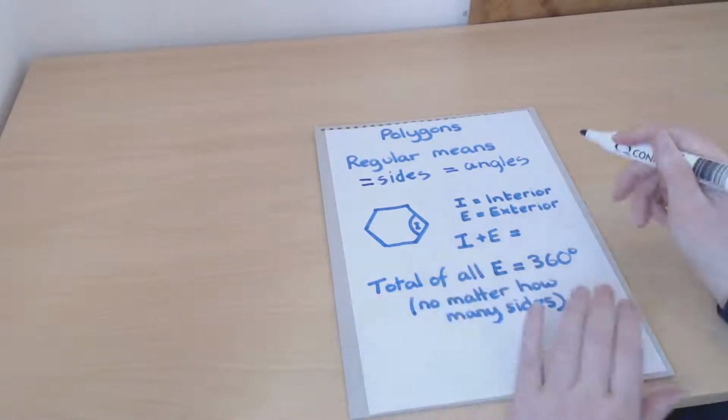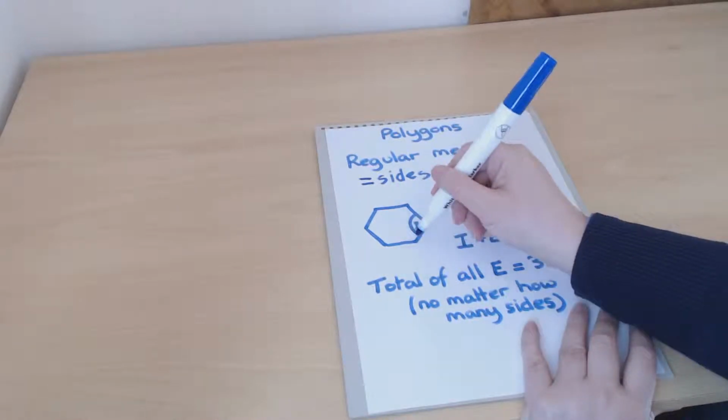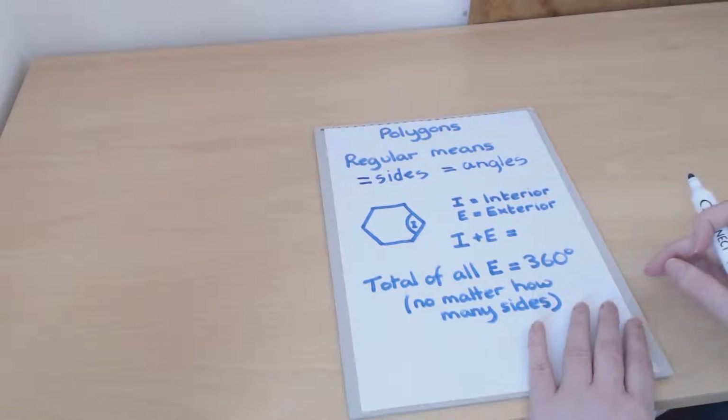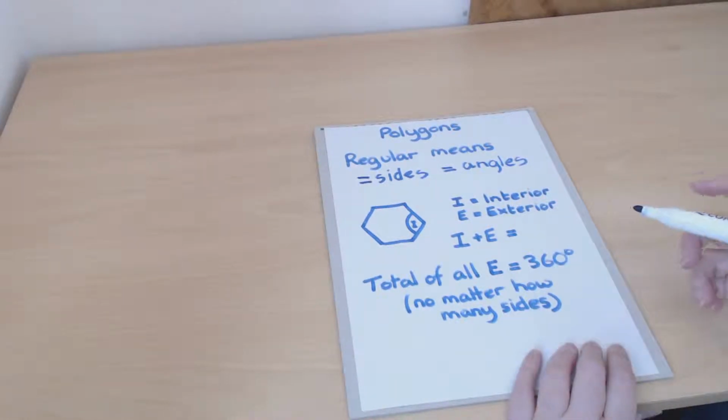So it means all the angles are the same. So if we were talking about this, all these angles inside here would all be the same size, which obviously could be a very useful fact to know.